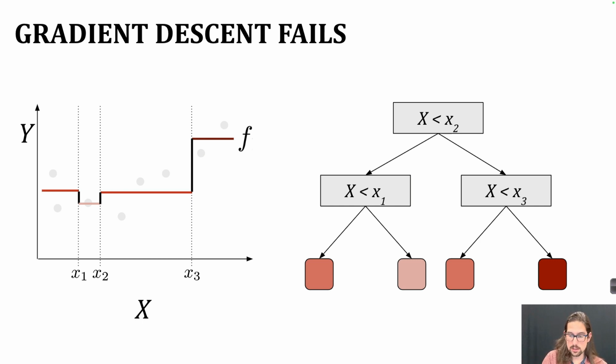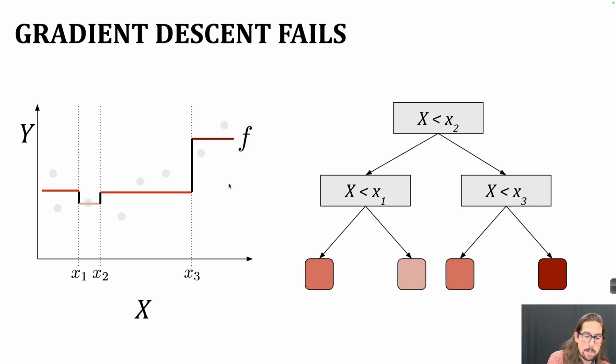But here you can see what happens. Let's consider this function, and let's say, okay, what if we tweaked x2? We lower x2 a little bit. Now we get this function. The question is, did that change the loss? Did the loss go up or down? If you look carefully, you'll notice the loss doesn't change.